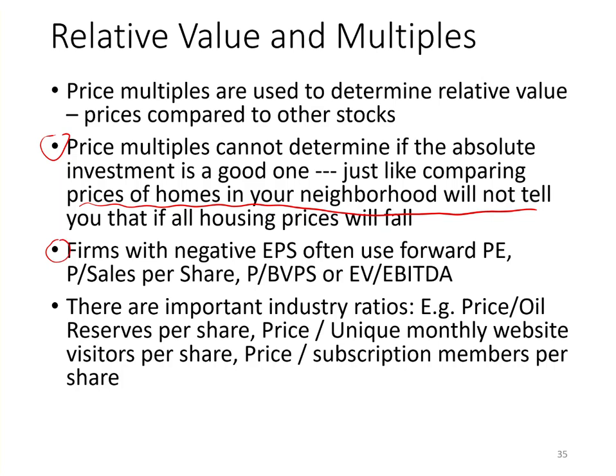Also, firms with negative earnings per share can't use a PE ratio because your E is negative. So in that case, you're then stuck with doing something like price per sales, price per book value of equity, or something like that.